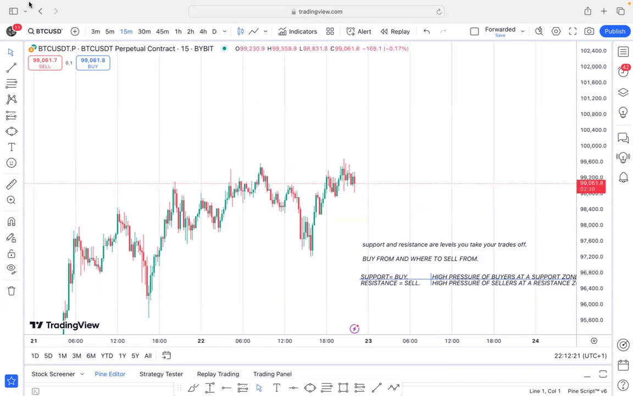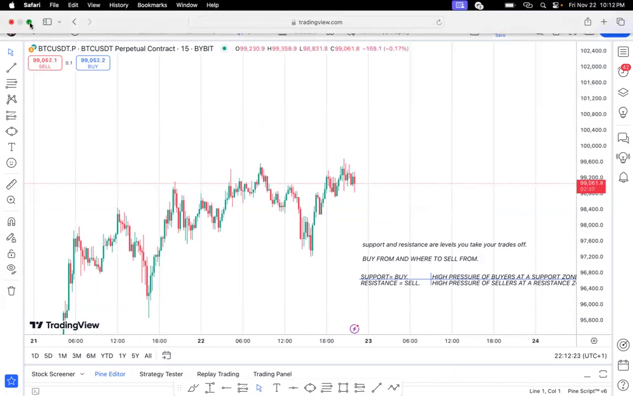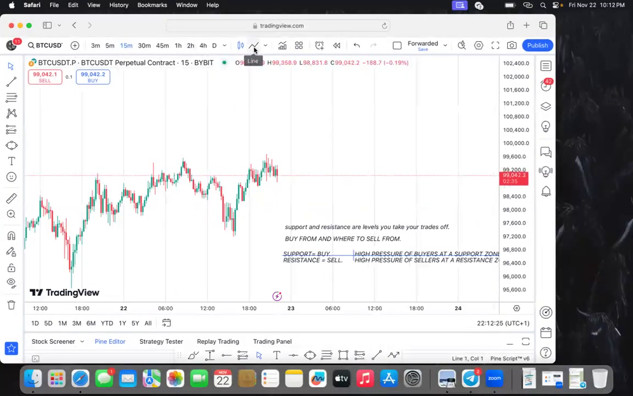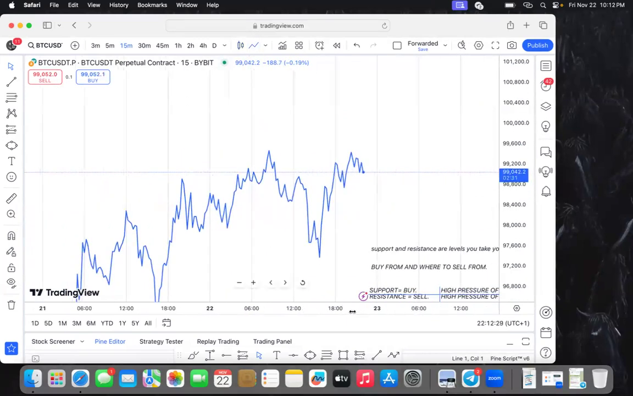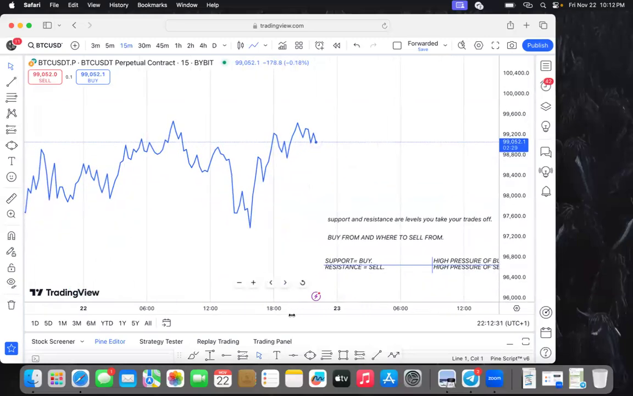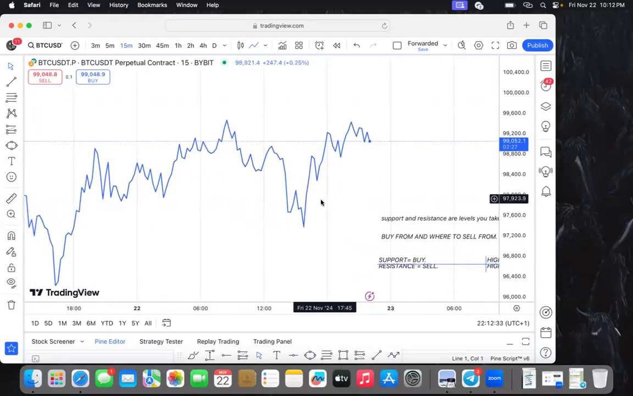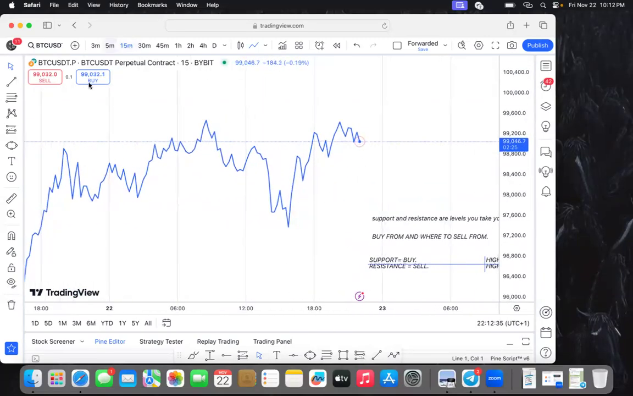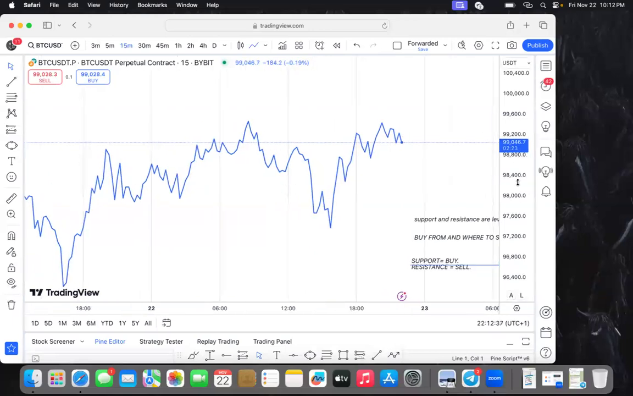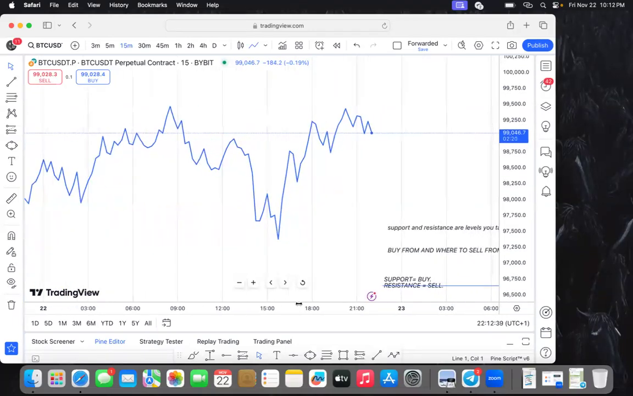Before you take the trade. Okay, now I'm on my line chart. Can you see that we have a line? So now this is how you understand it. Now you switch to a line chart like this on your TradingView platform on your phone.